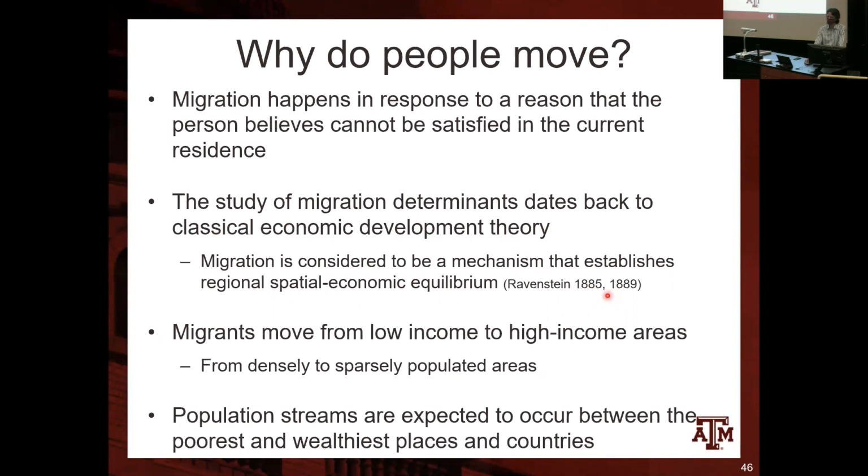So Ravenstein is known to be the first one that tried to understand the reasons of human migration, of people migrating from one area to the other. Migration is considered to be a mechanism that establishes regional, spatial, economic equilibrium. What does it mean? Regional, spatial, economic equilibrium.